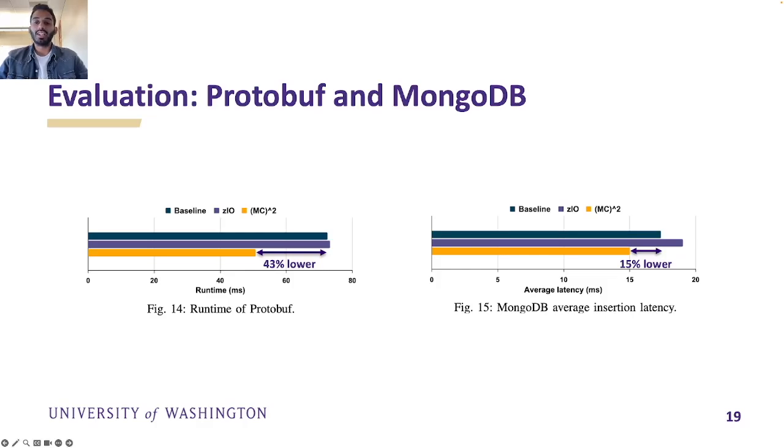We also replicated an experiment from the Zio paper where MongoDB insertions are performed using 100 KB fields and 10 fields per insertion. Here, MC² provides an average 15% lower latency for insertion, while Zio slows down by 9%. This is because the copied data is later accessed, triggering page faults for Zio, which MC² avoids.